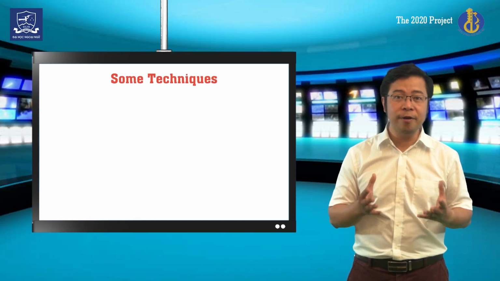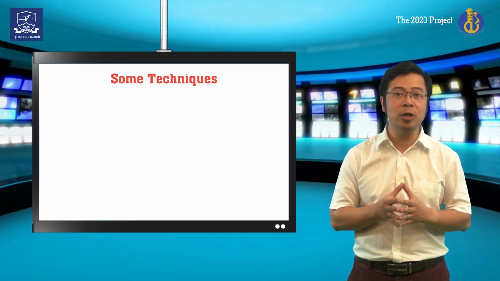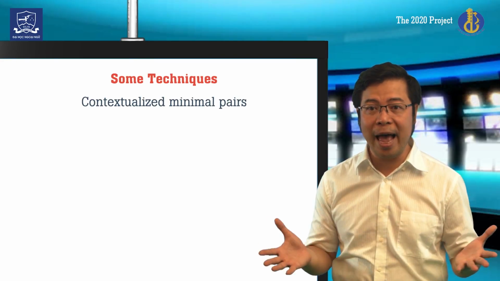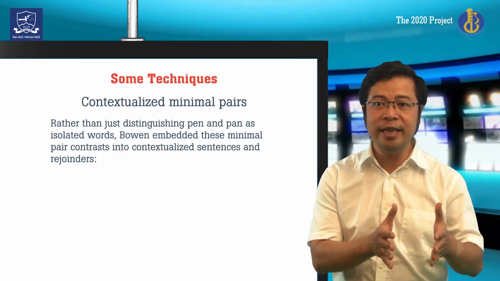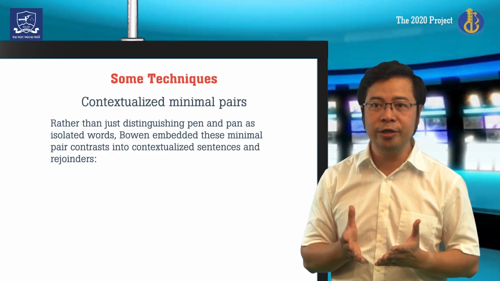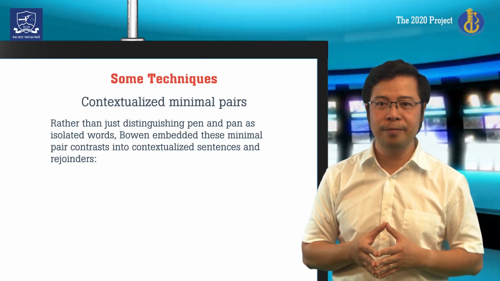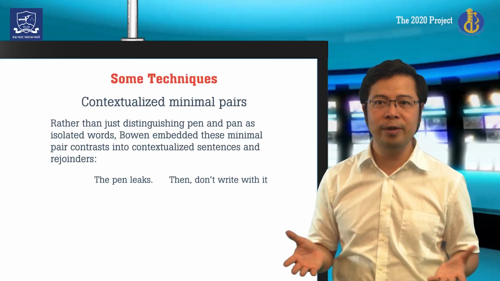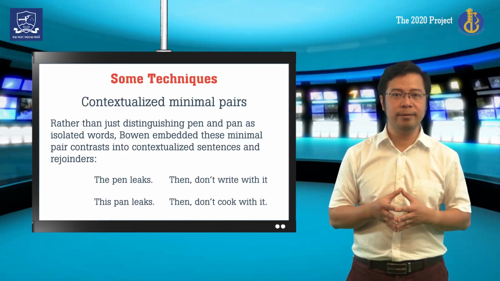Bowen was one of the first to stress the importance of teaching pronunciation in meaningful contexts. Rather than just distinguishing pen and pan as isolated words, Bowen embedded these minimal pair contrasts into contextualized sentences and rejoinders. Please look at the example that follows. The pen leaks, then don't write with it. This pan leaks, then don't cook with it.